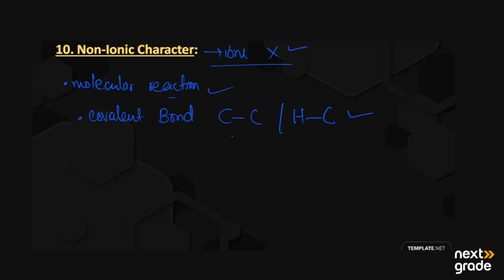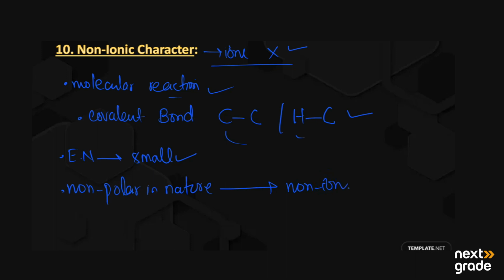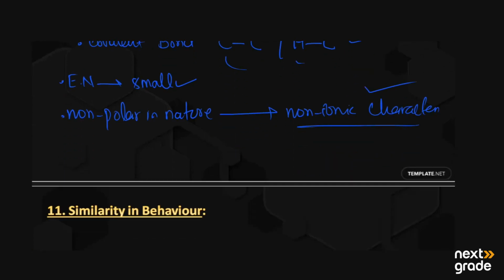And their electronegativity difference is very small. So that's why they are mainly non-polar in nature, and they show non-ionic character, and they do not get dissolved in water to produce ions. So this is the non-ionic character of the organic compounds.